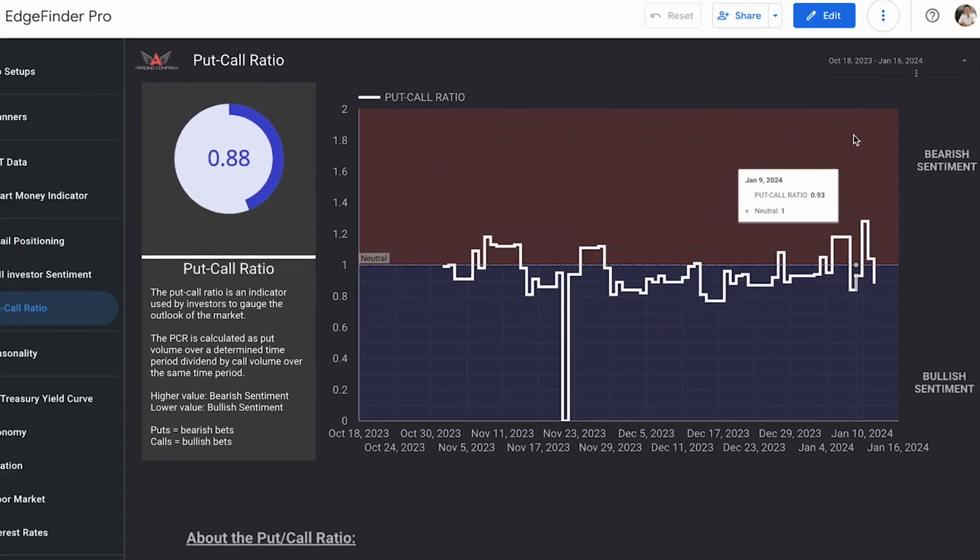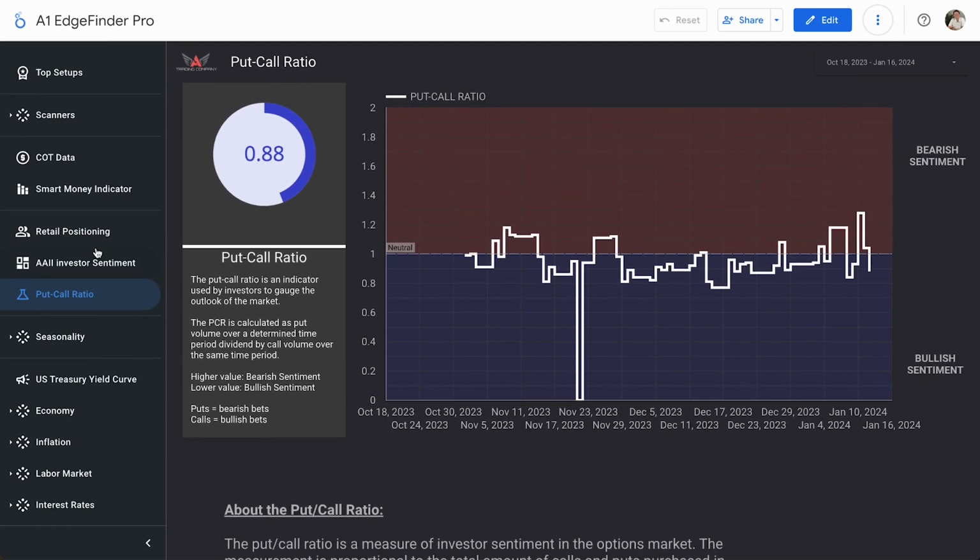So again, this is just one of many brand new indicators that we have in the EdgeFinder. Our put-call ratio is something that we've been working on for a while now. We're super excited to show off. So why don't we just take a look back at the past couple of days and see how the market has been trending. So right now, today on January 12th, we have a 0.88 put-call ratio, which again is a pretty mildly bullish reading.